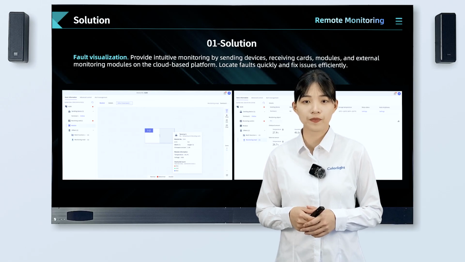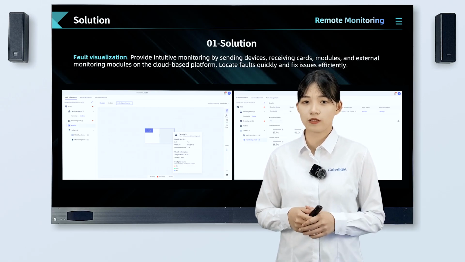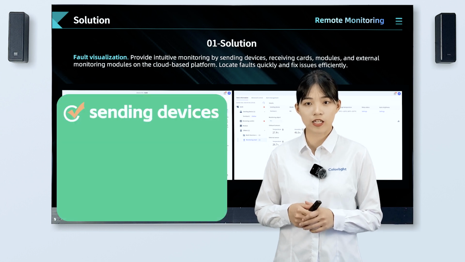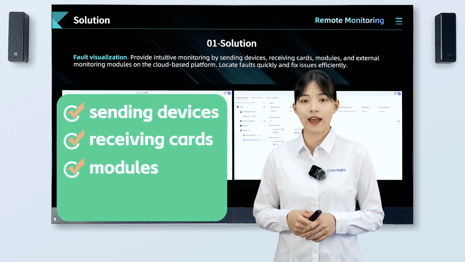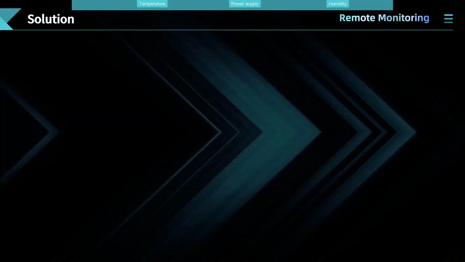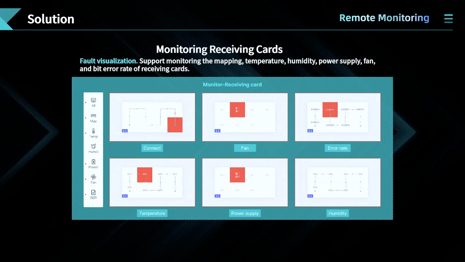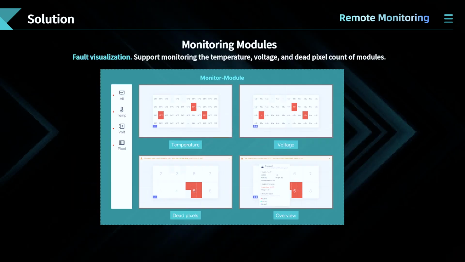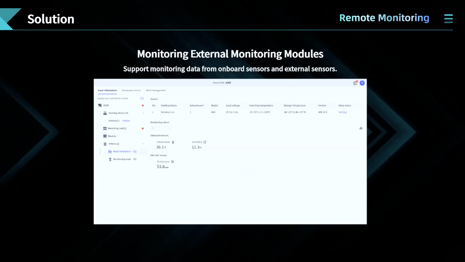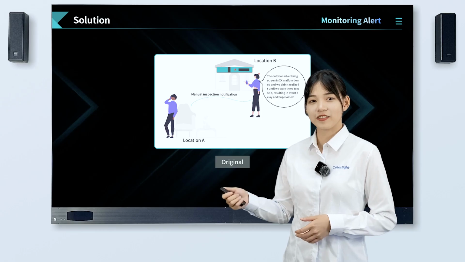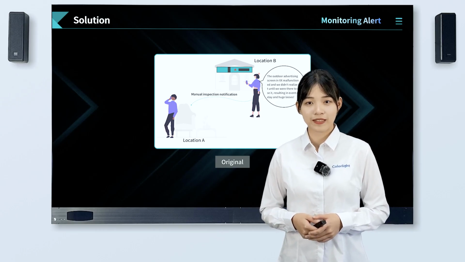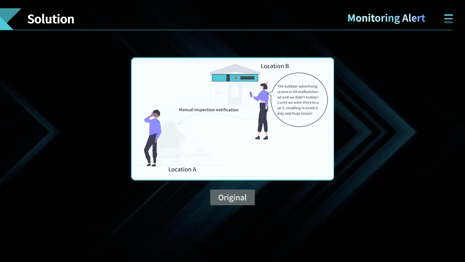LED Master includes 4 monitoring items, including sending devices, receiving cards, modules, and external monitoring modules. Support monitoring the mapping, temperature, voltage, power supply, fan status, and bit error rate of the receiving cards, the temperature, voltage, and dead pixel count of the modules, and the data from onboard sensor and external sensor connected to the external monitoring modules.